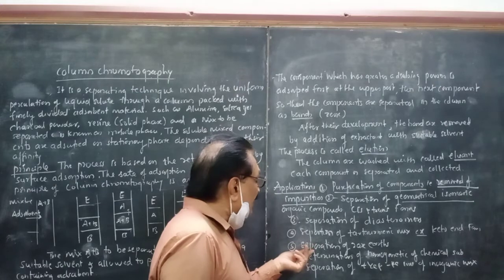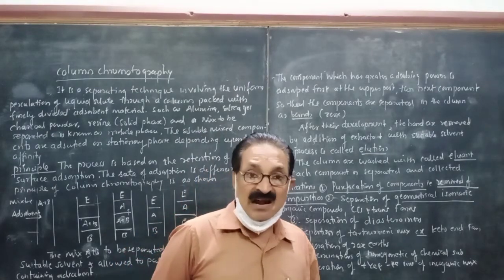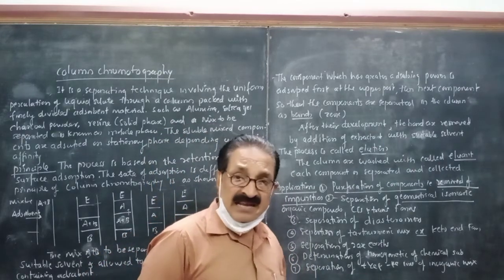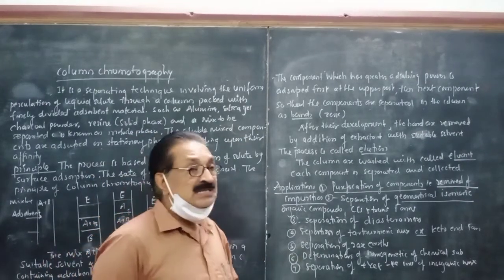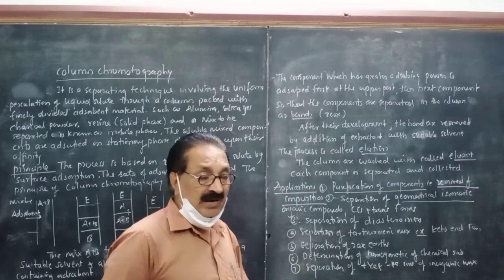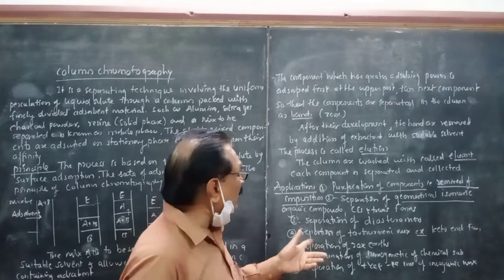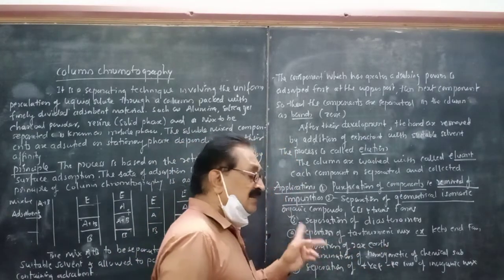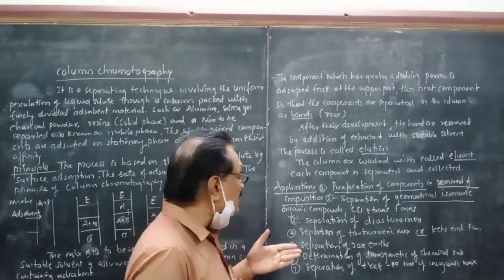Examples are given. Next one is separation of rare earths. You know what rare earths are? Lanthanides and actinides, which are found in the combined state. Among the lanthanides, there are totally 14 elements, starting with cerium, atomic number 58, to lutetium, 71. These are called rare earths. All the rare earths are completely separated from one another by this column chromatographic technique. In that, ion exchange chromatography is also there.